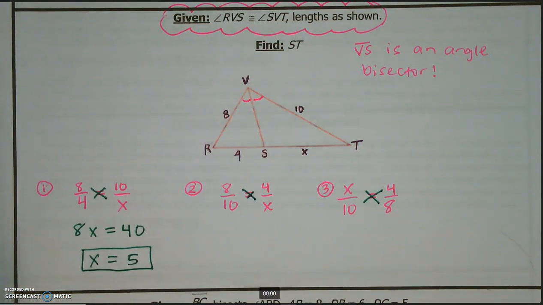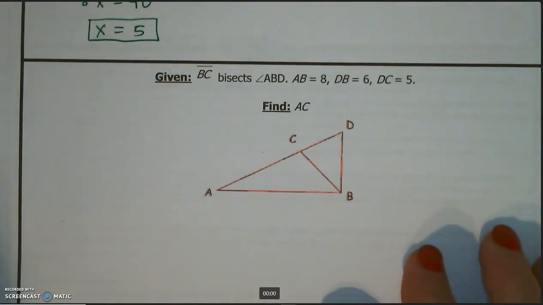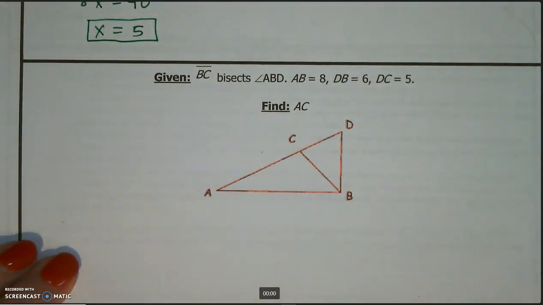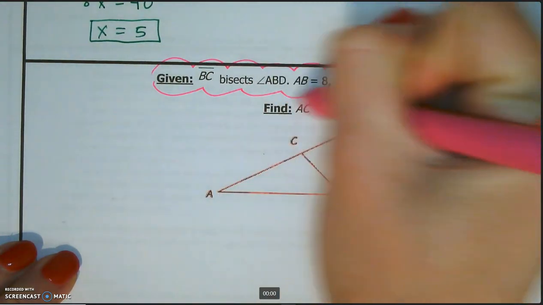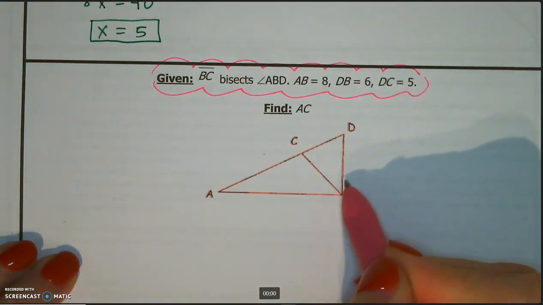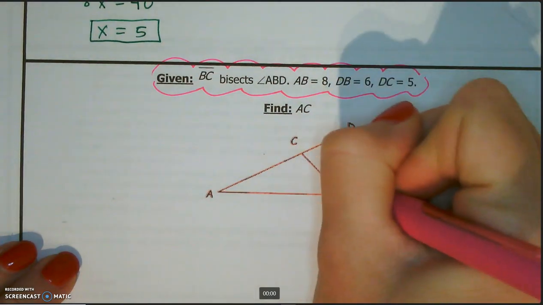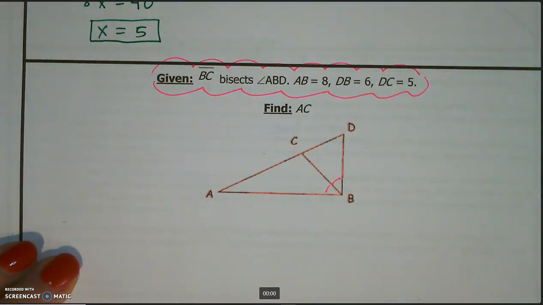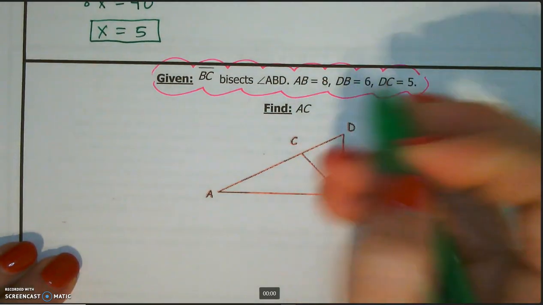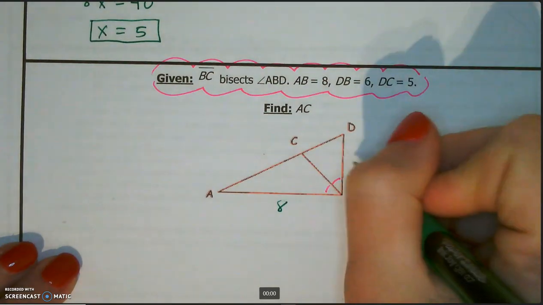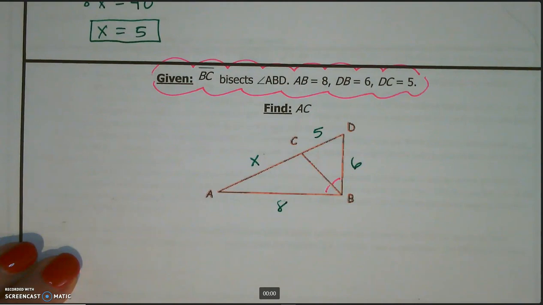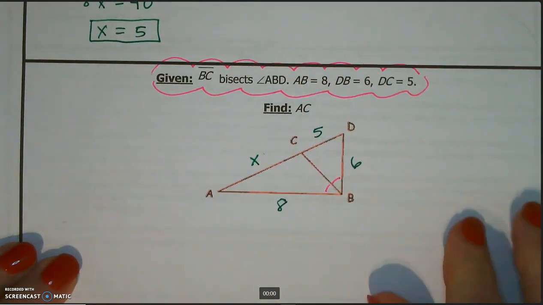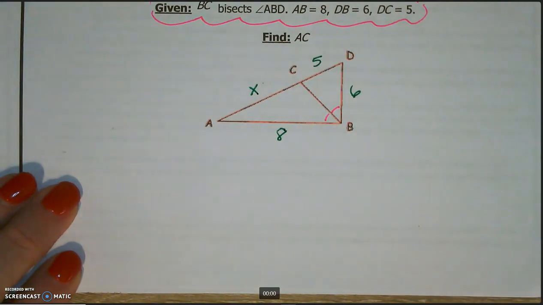All right, let's try it in a new scenario. We've got to read the given information. Given that segment BC bisects that angle. All right, well, if it bisects this angle ABD, it's cutting the angle into two congruent pieces, and it's splitting the opposite side proportionally. Let's fill in this given information. AB is 8, DB is 6, DC is 5, and they want us to find AC. All right, I'm going to set up the first fraction, and you tell me what the other one has to be.